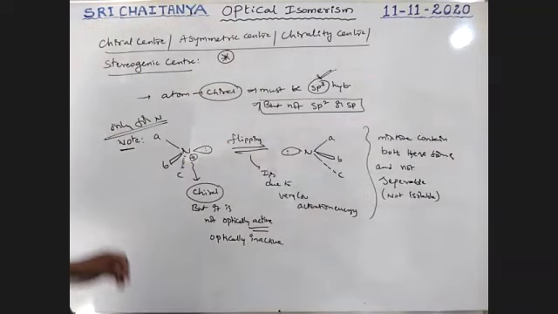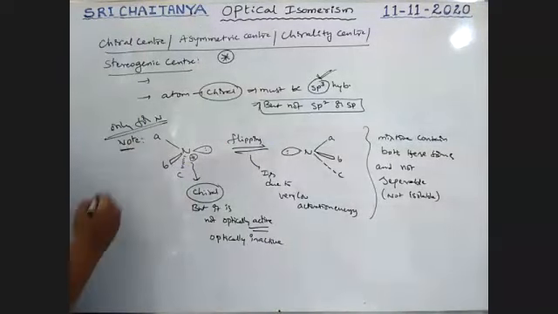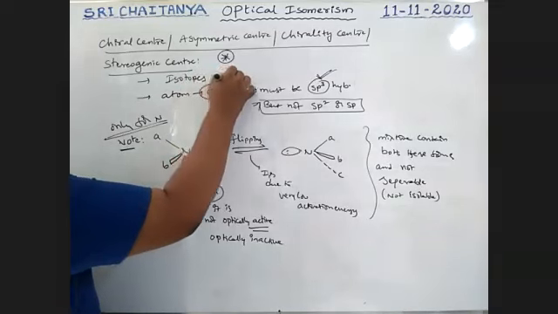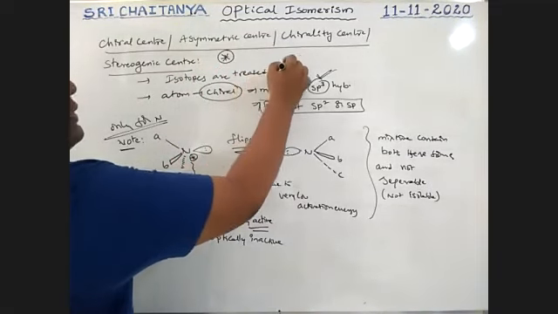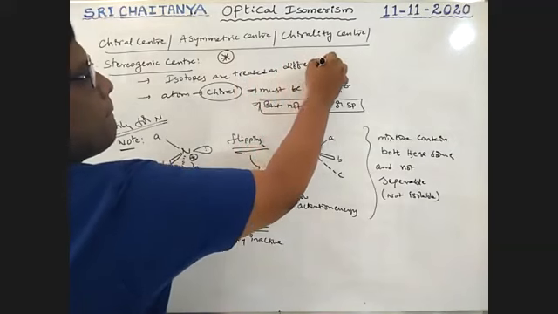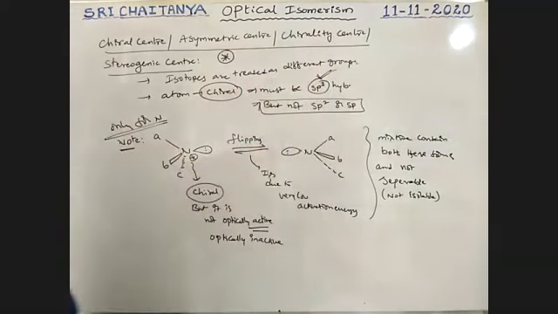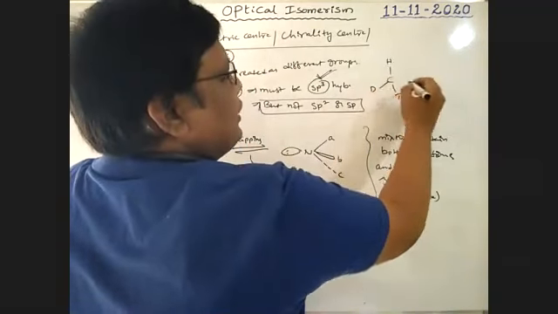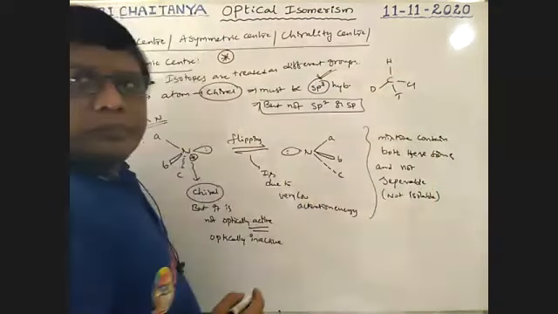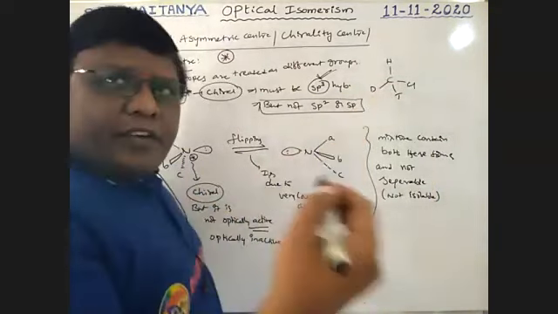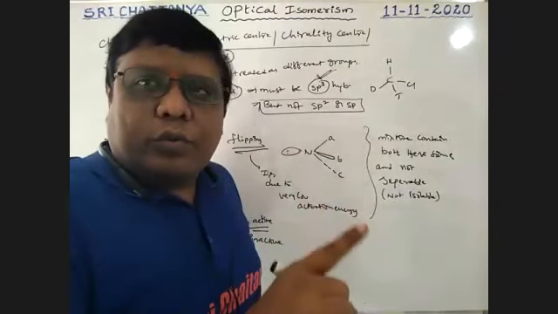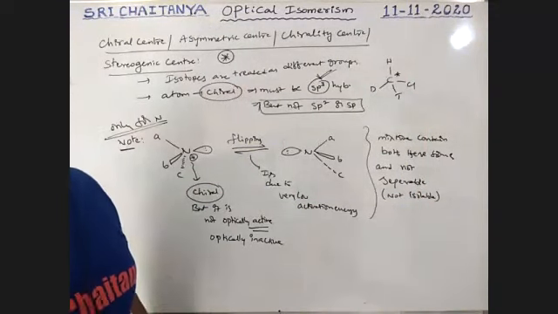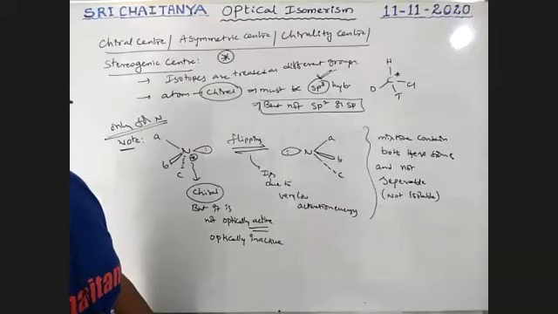Okay. So next, note this point, boys. Isotopes are treated as different groups. For example, carbon bonded with hydrogen, deuterium, tritium, and the other one is chlorine. That means hydrogen, deuterium, tritium, even though those are isotopes of hydrogen, are different groups. Now this carbon is chiral. So those isotopes are treated as different groups, boys.